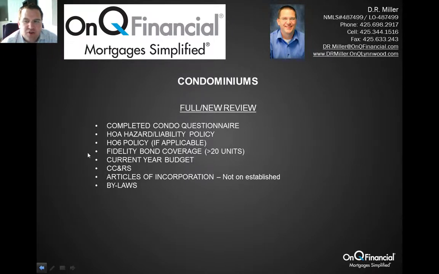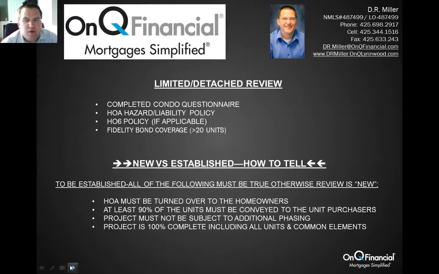Fidelity bond coverage on anything over 20 units, and that's basically just covering employee dishonesty. Current year budget, and then also the CC&Rs. CC&Rs will typically show if we have anything where there's commercial space involved in the complex. Then it'll show us the percentage of commercial space versus residential. Articles of incorporation are typically only required on a new condo association, not on an established one, and then also the bylaws.